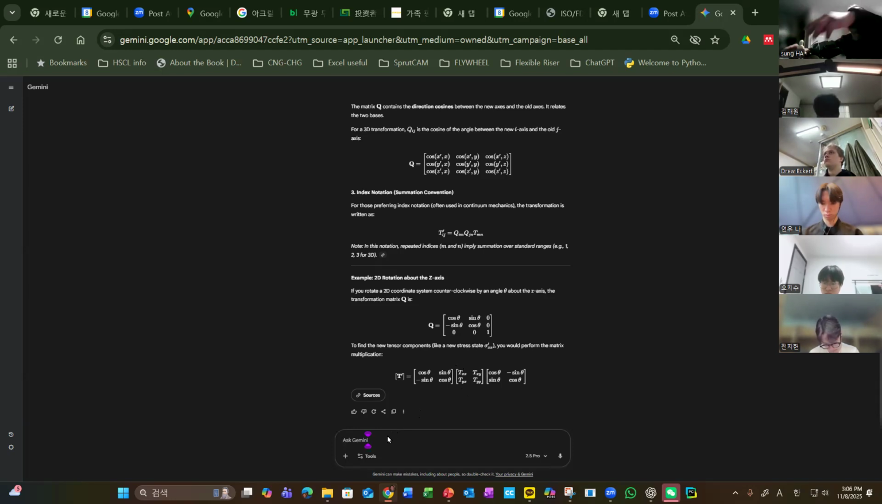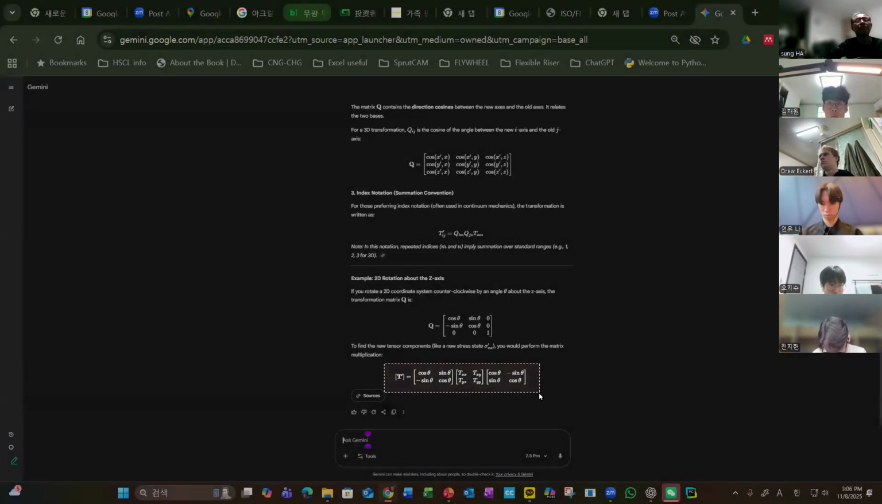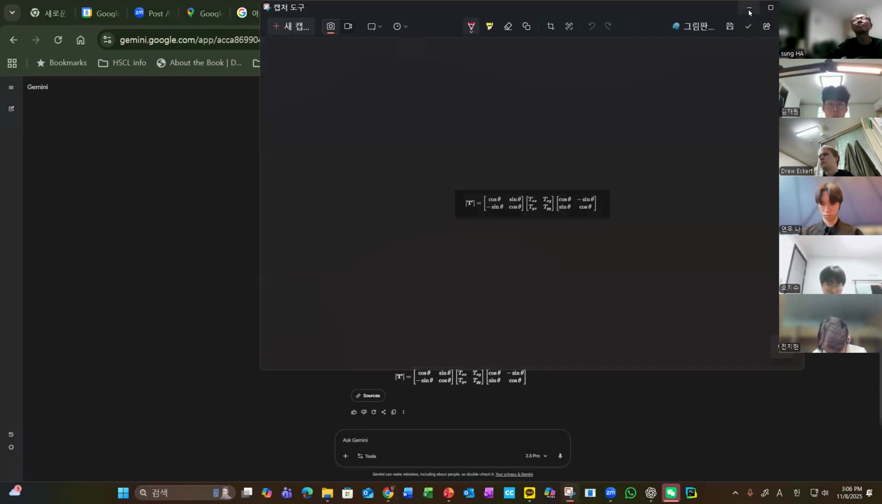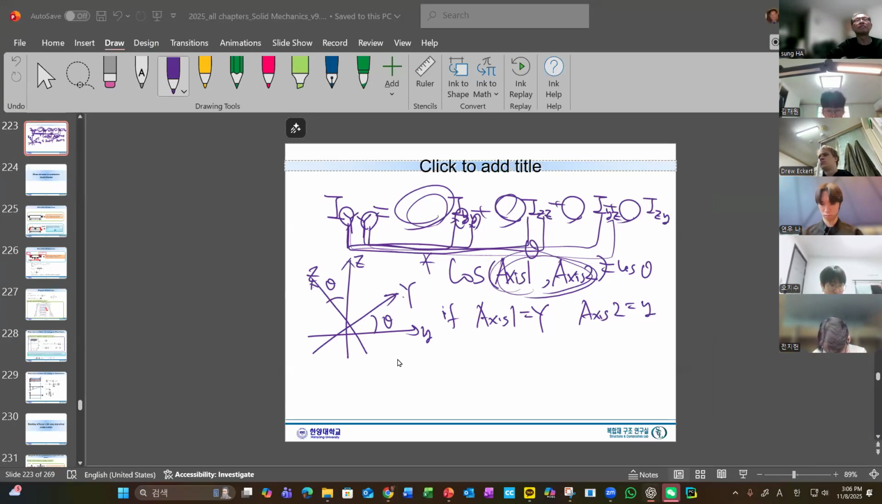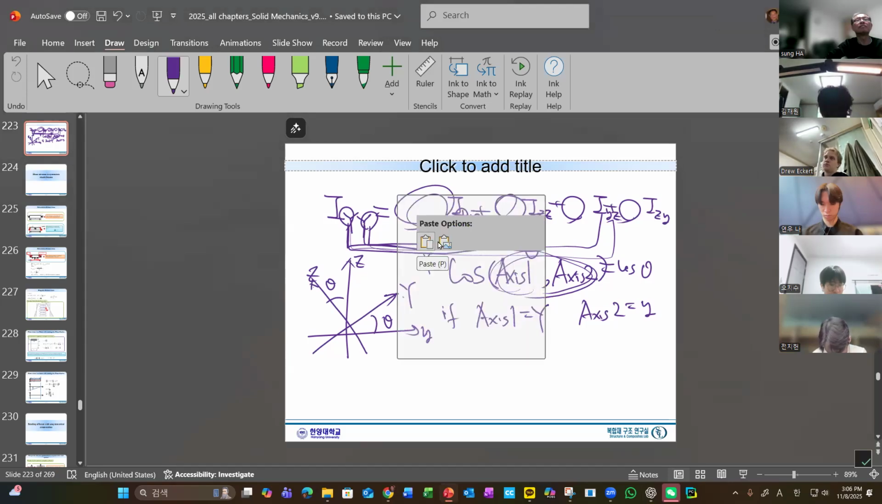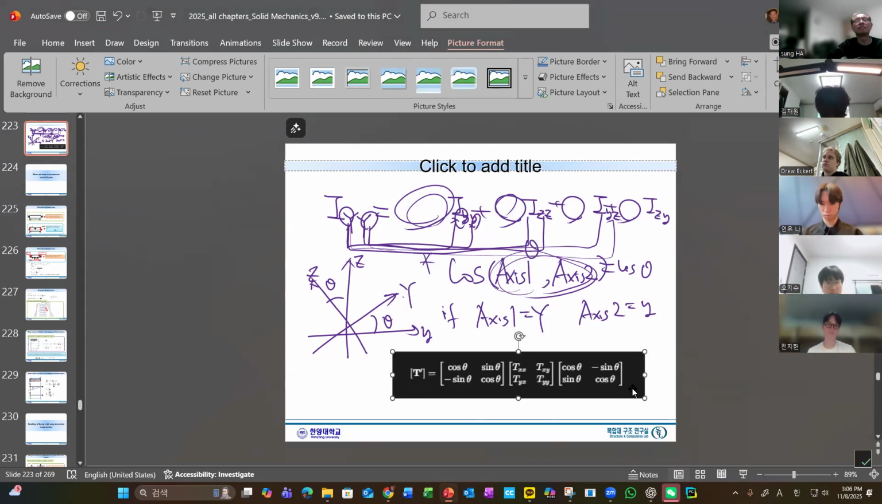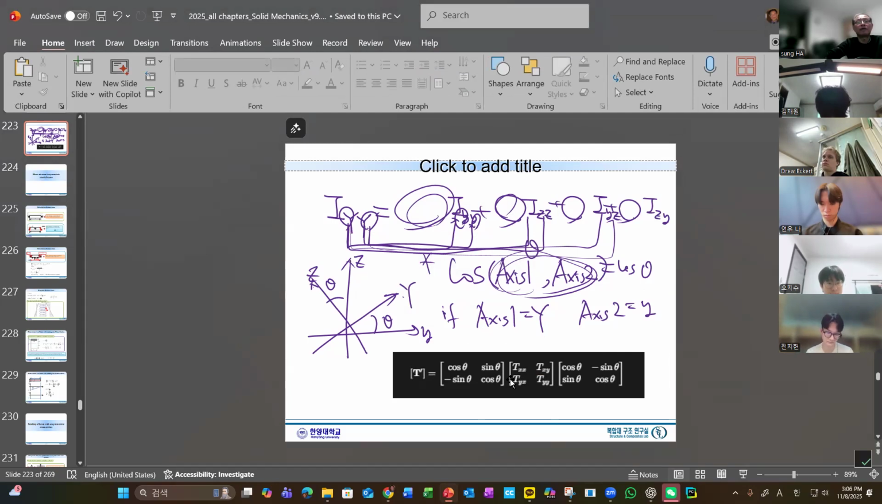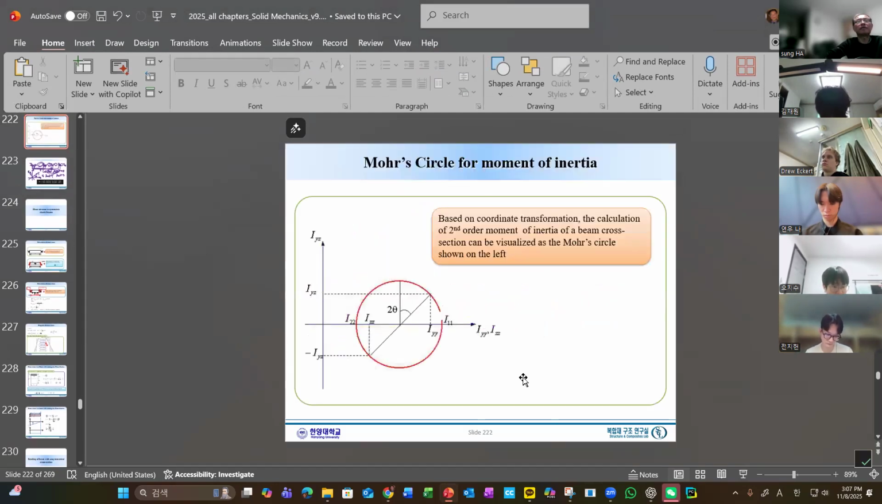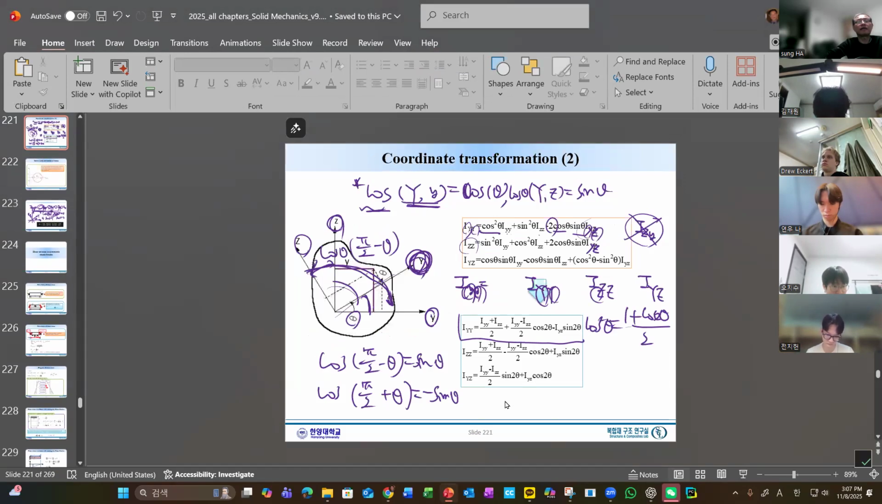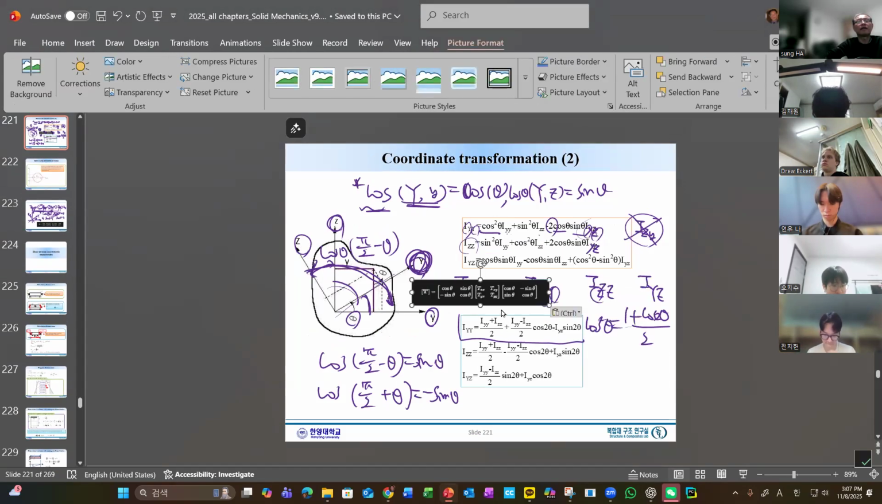So that's why the first term will be cosine cosine, and the sine, and then exactly like this. So we can have these terms. Okay, you can expand that. We will have exactly the same as here.